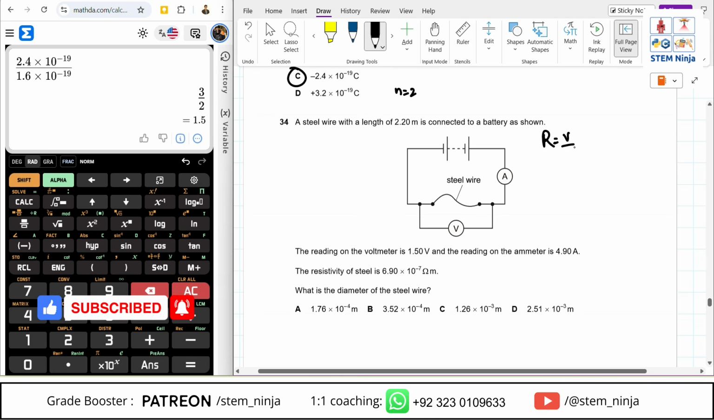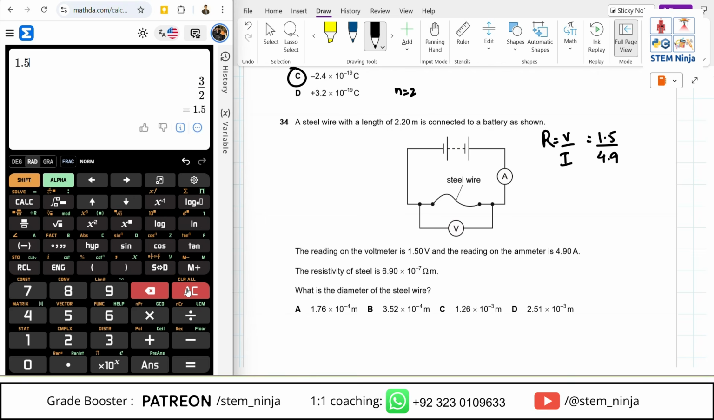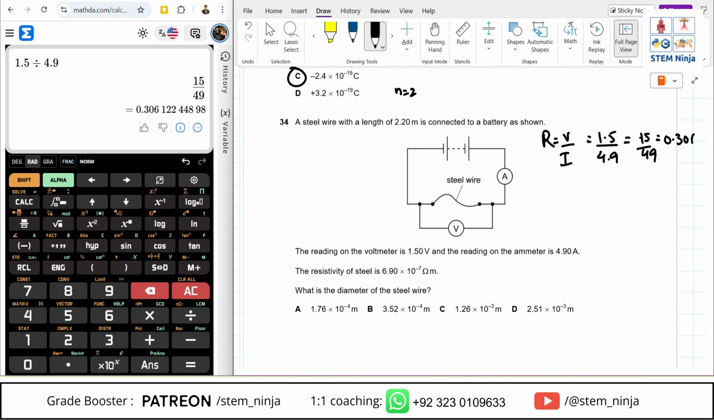Resistance would be V over I. V is 1.5 divided by 4.9 amperes. So 1.5 volts divided by 4.9 ampere. This is going to be 15 over 49. We can keep it as that, or we can use the 0.306, also absolutely fine. This is ohms, by the way.